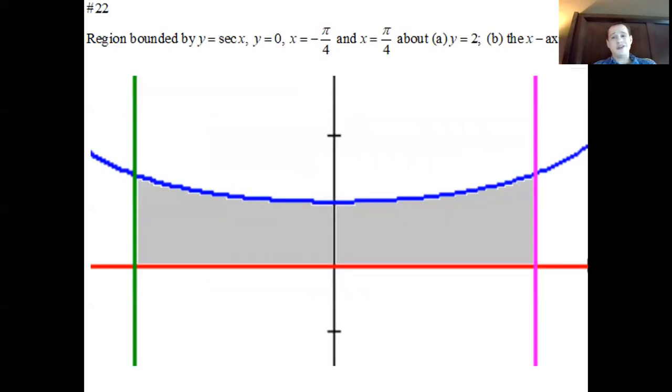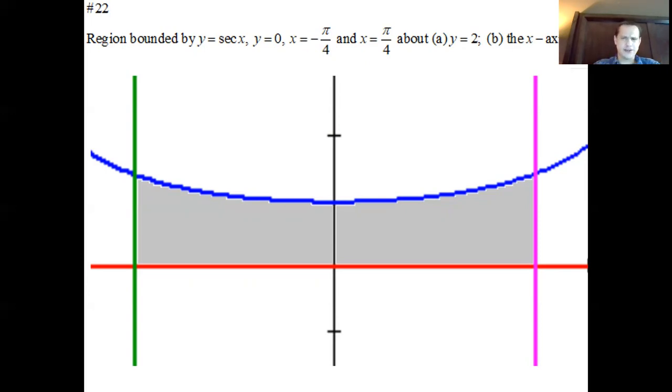I'm just picking a random one, kind of close to the end, because I figured those would be difficult for you. And number 22 says, region bounded by y equals secant x, y equals 0, x equals negative pi over 4, and x equals positive pi over 4. And there's two different parts of this, A and B. Part A is what happens if you took this region and revolved around y equals 2, and second part, what if you revolved around the x-axis?